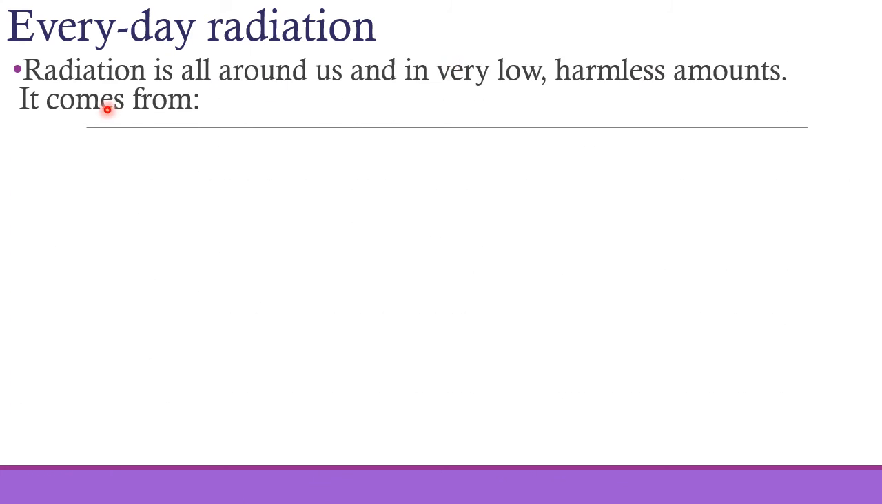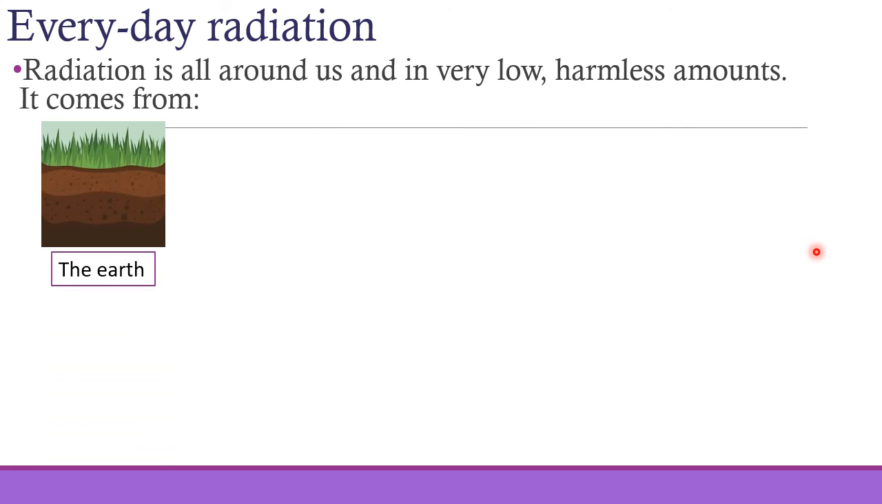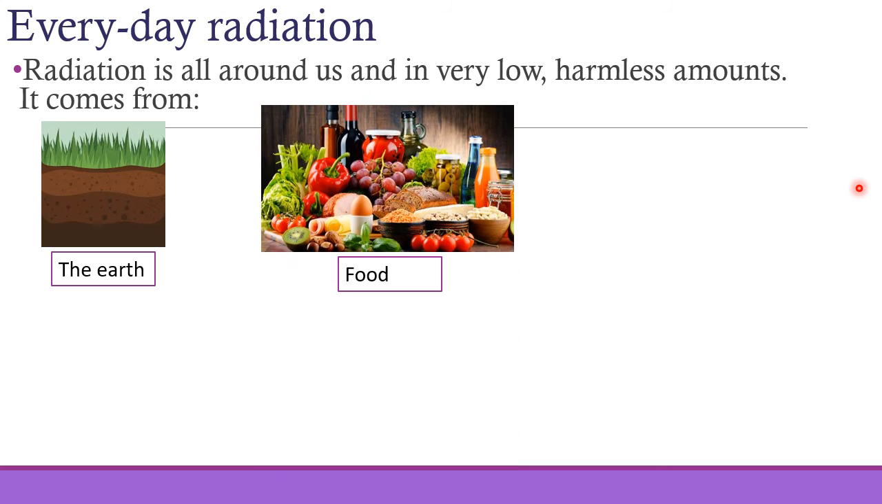So everyday radiation. Now let's see how things on this slide compare to something that you might have written on your quick task list. So radiation is all around us and very low, harmless amounts. So whilst in a nuclear reactor during nuclear fission there is a large amount of radiation in one place, everyday radiation occurs naturally and is in very low, harmless amounts. So, first one, the Earth. There are some unstable atoms in the soil and the earth around us which emit radiation. Same with food.